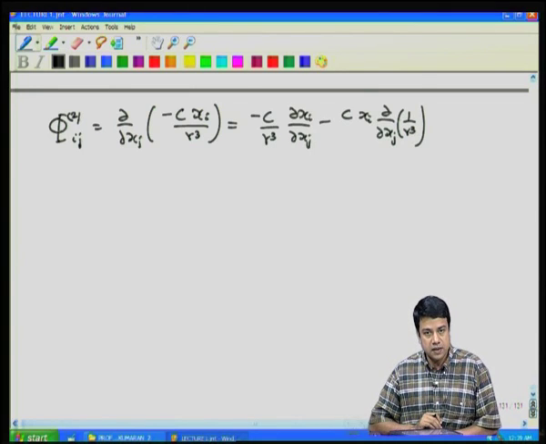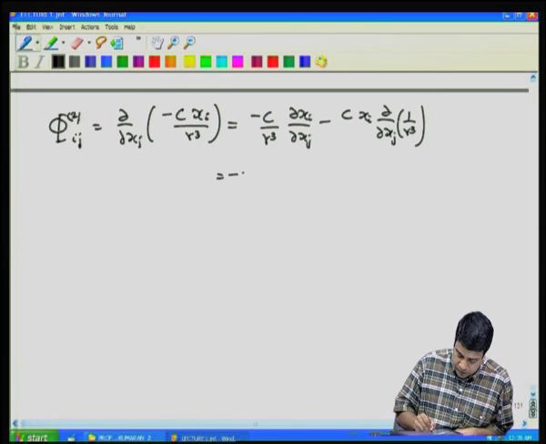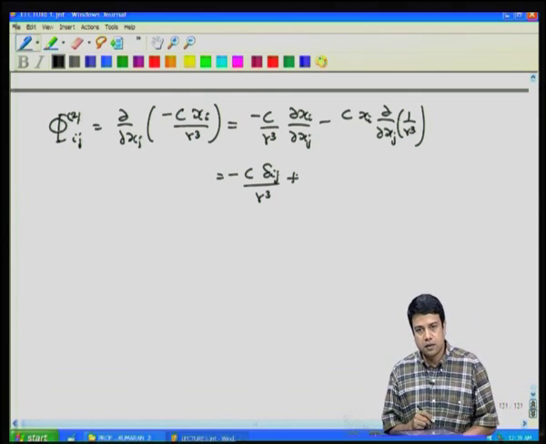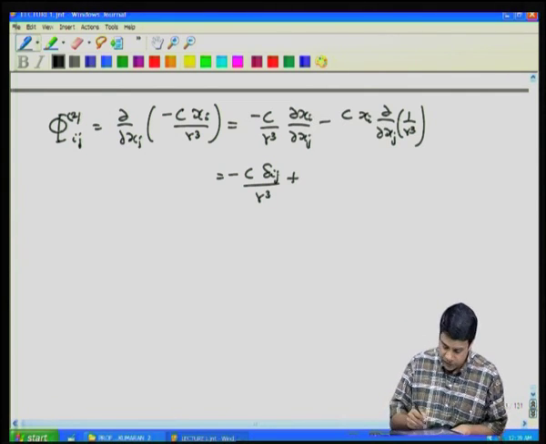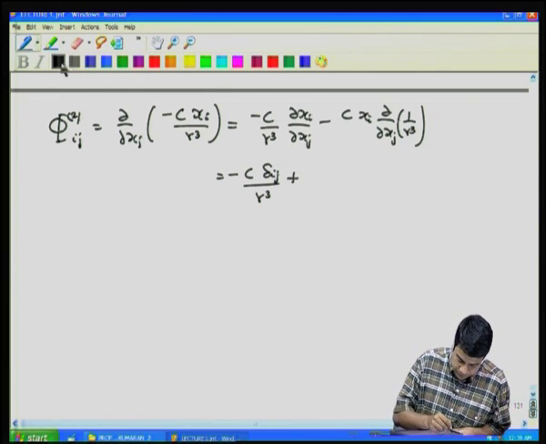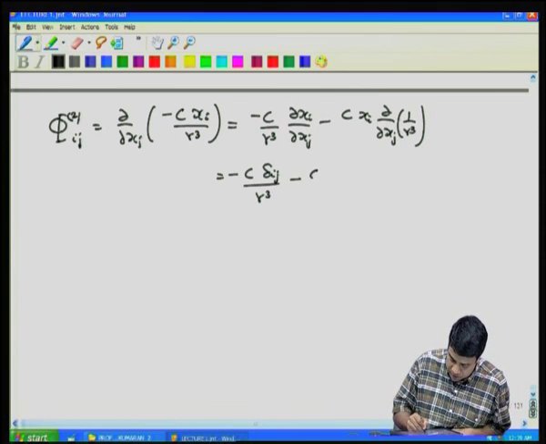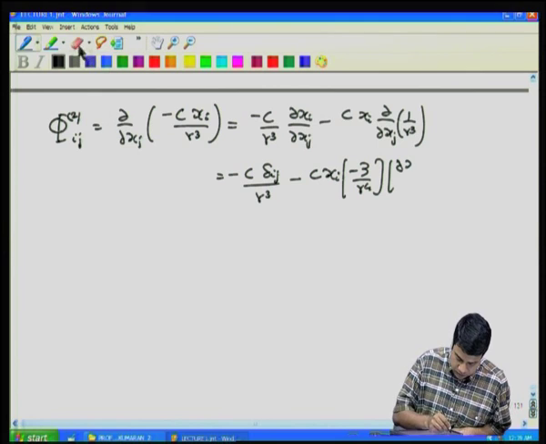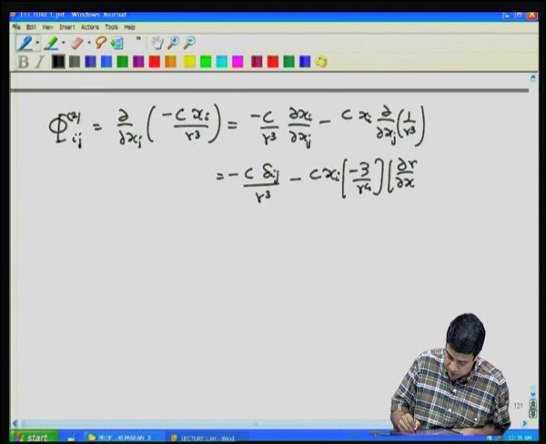Partial x_i by partial x_j is just delta_ij. So, I get minus c delta_ij by r cubed plus x_i times the derivative of 1 over r cubed with respect to x_j. What I need to do is use the chain rule for differentiation. I will get minus c x_i into minus 3 by r power 4 into partial r by partial x_j.